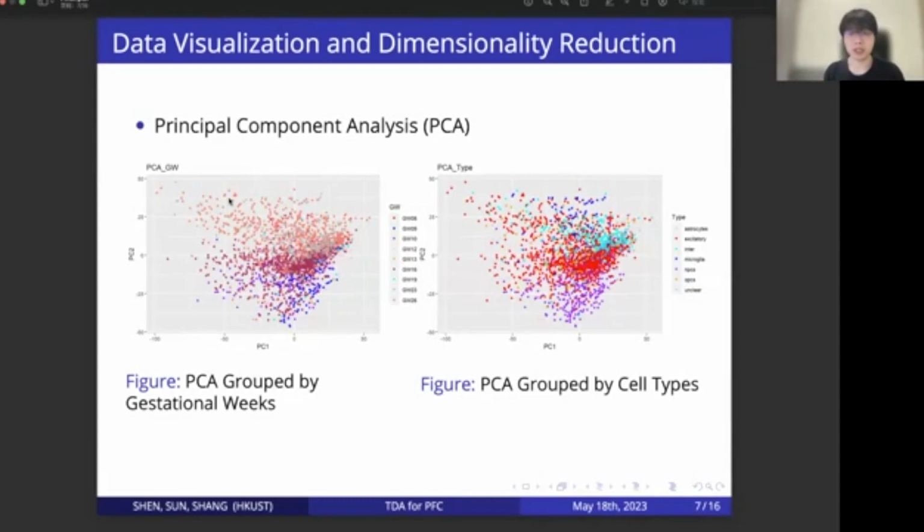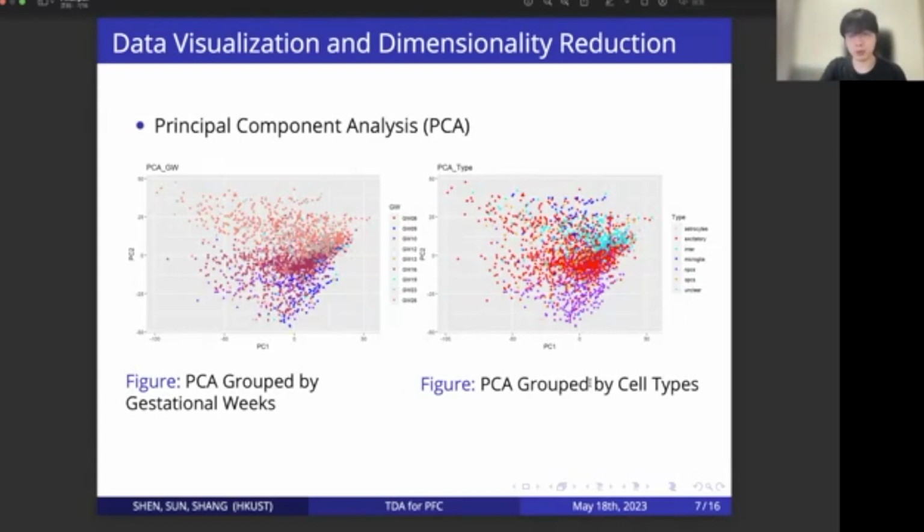As you can see in these two graphs, the left is the PCA results grouped by gestational weeks, and the right is the PCA results grouped by cell types. And it shows that there are no very clear boundaries for this PCA analysis on all data sets.